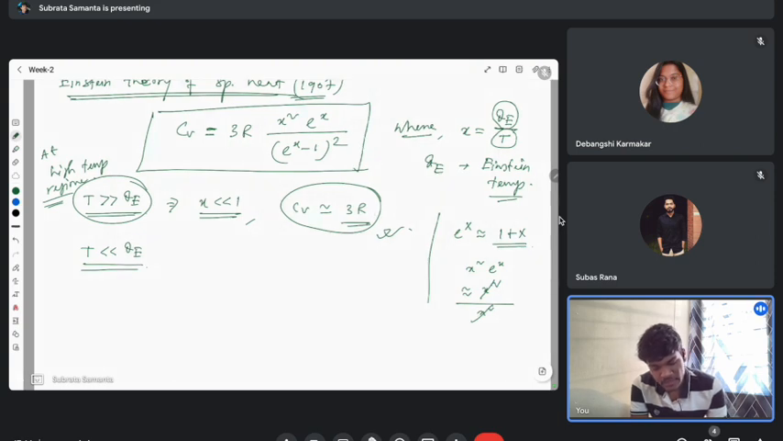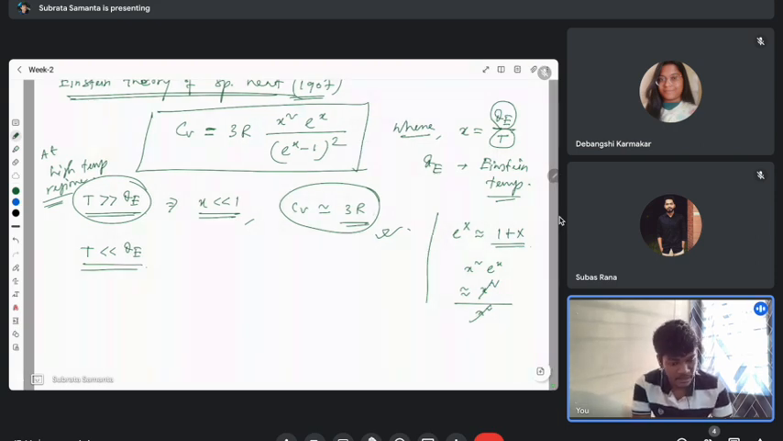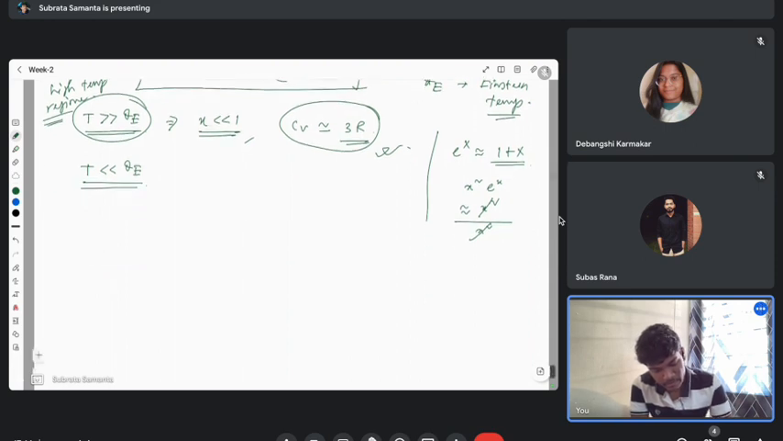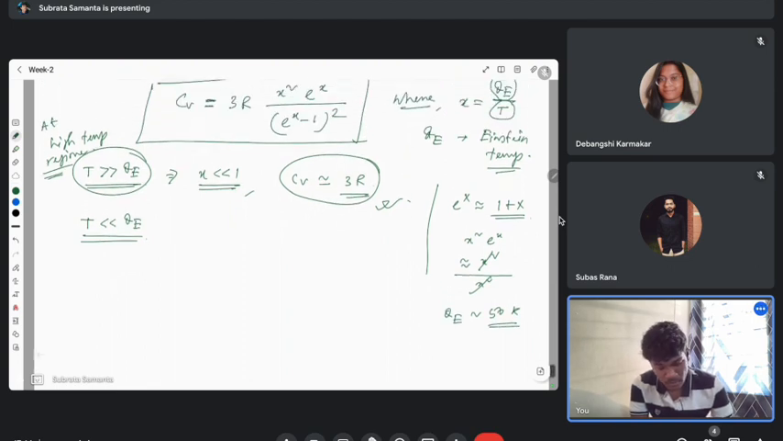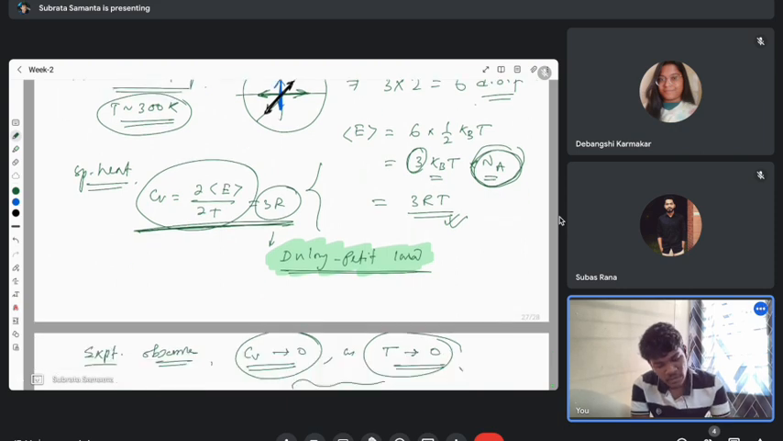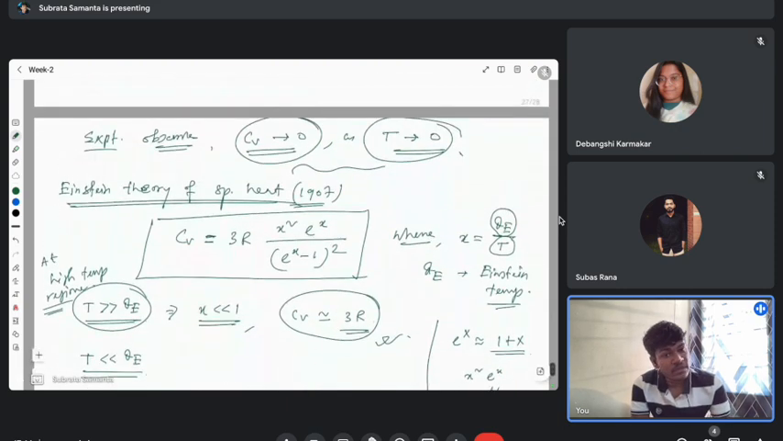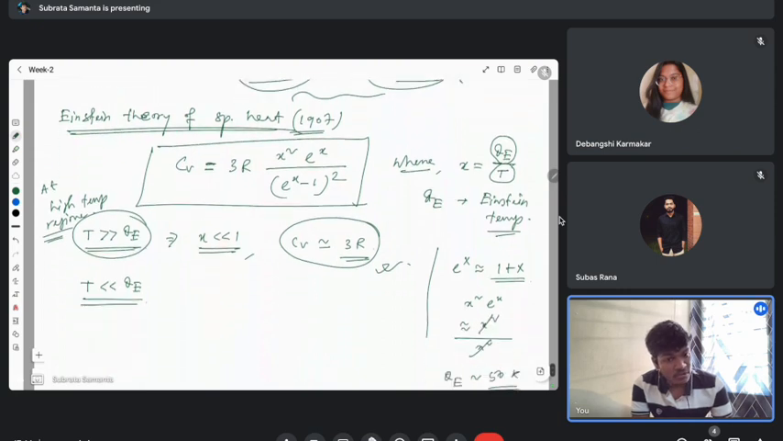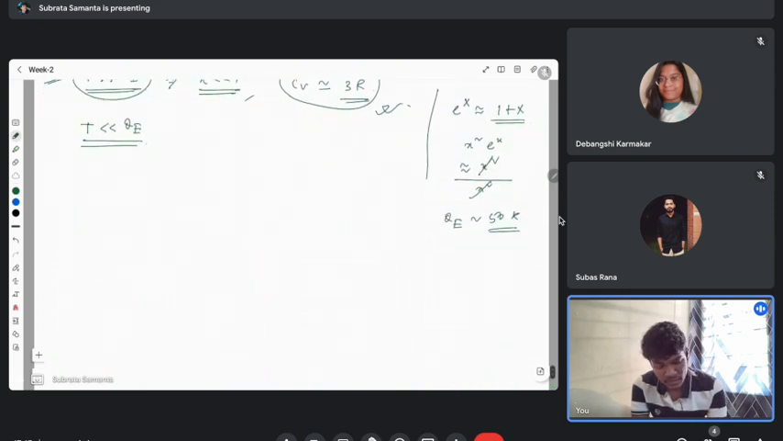Let's say the Einstein temperature, theta, is of the order of 50 Kelvin, for better clarification. Then 273 Kelvin or 300 Kelvin at room temperature is very much greater than 50 Kelvin, and this gives 3R. But if T is very much less than theta, that means this is a low temperature region. It's very low, 1 Kelvin, 2 Kelvin, this kind of thing. So it's a low temperature regime.